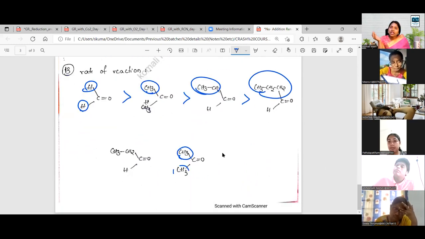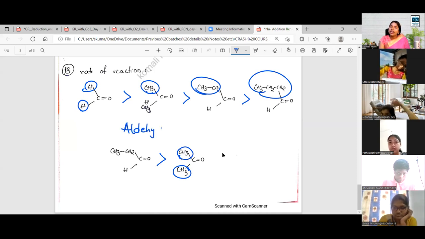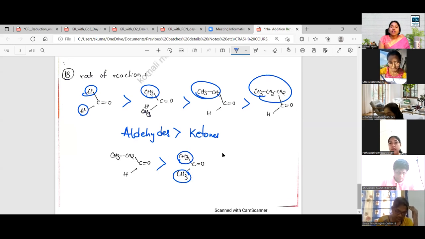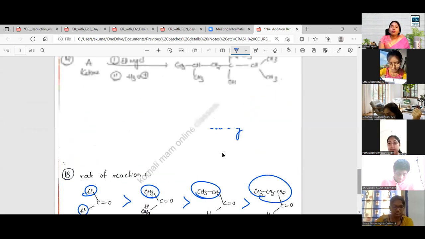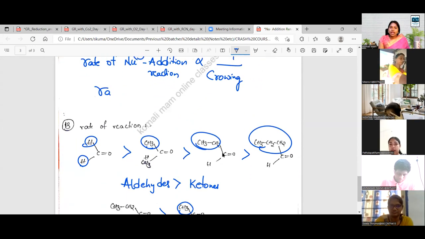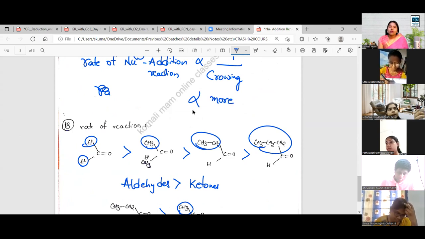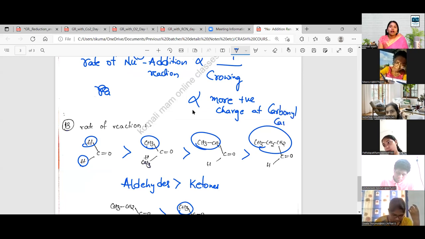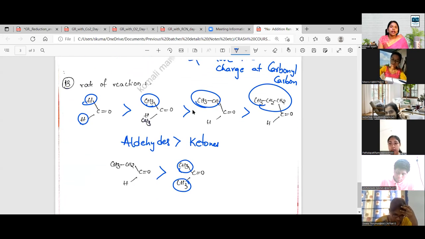See here, two groups are releasing electrons. So the carbon doesn't take part in a nucleophilic addition reaction. Aldehydes react faster than ketones. Write one more point here. The rate of nucleophilic addition reaction is proportional to more positive charge at the carbonyl carbon.